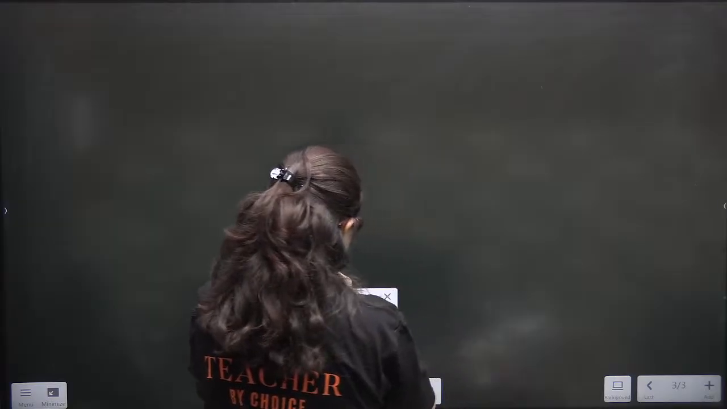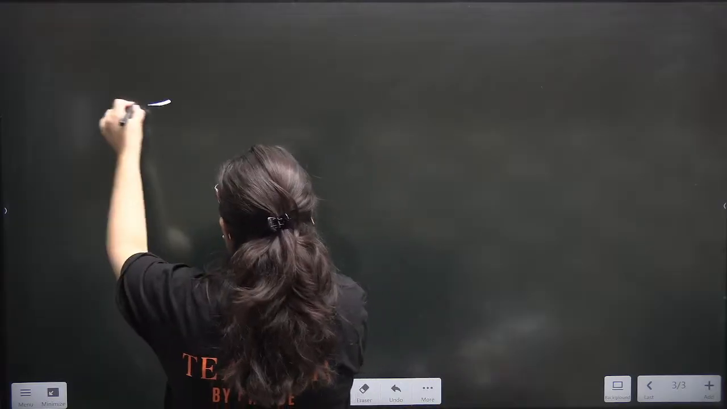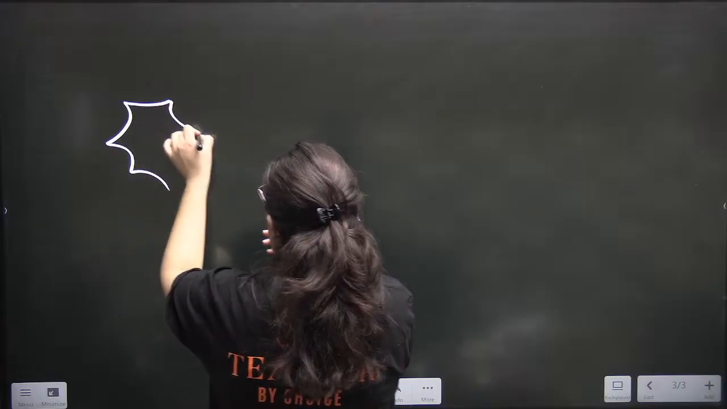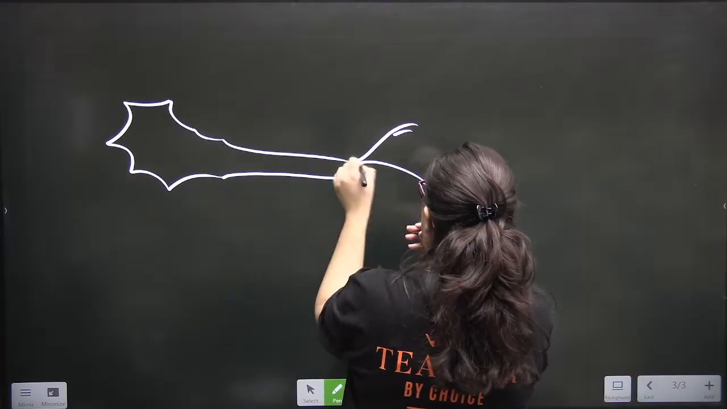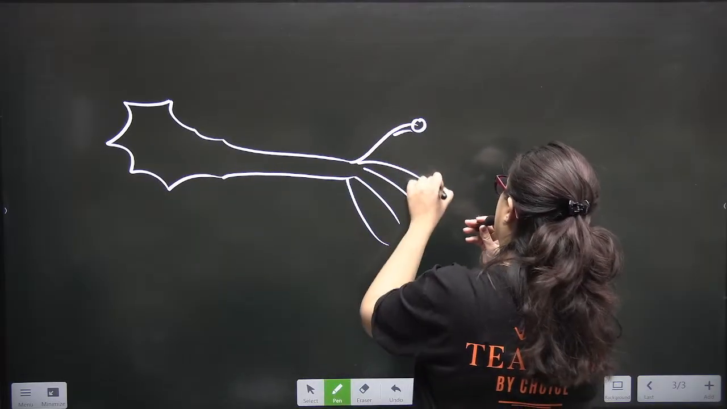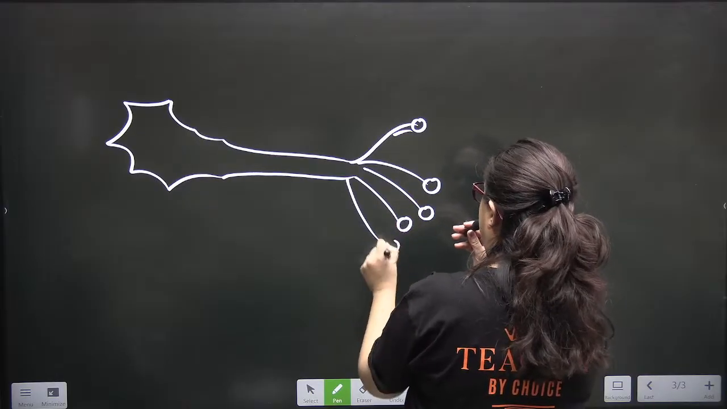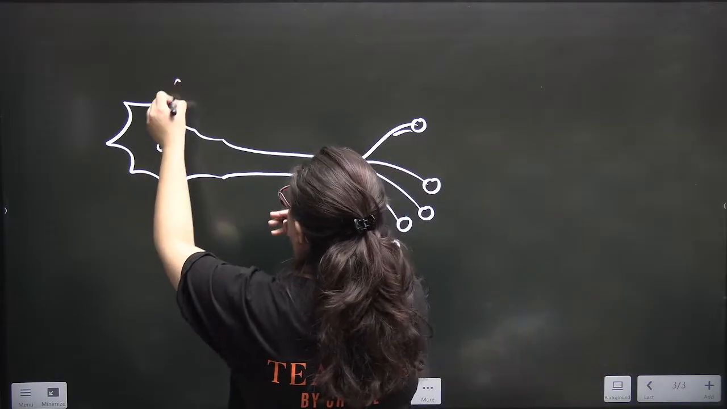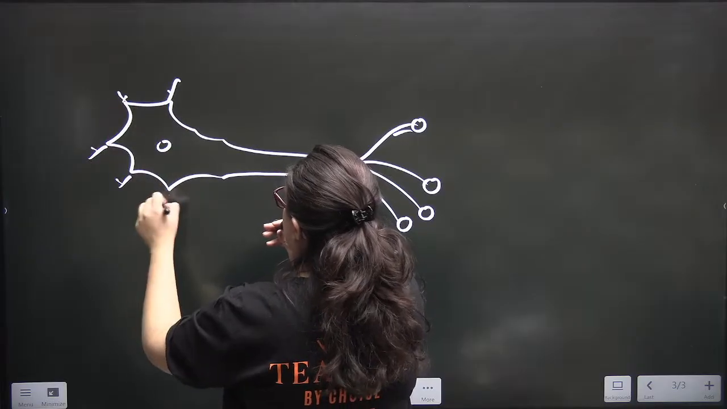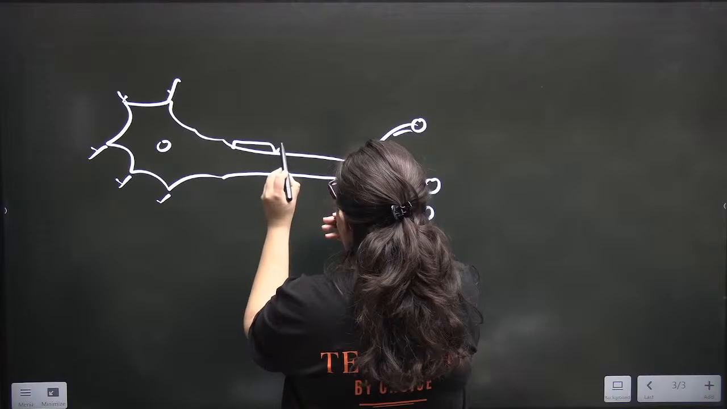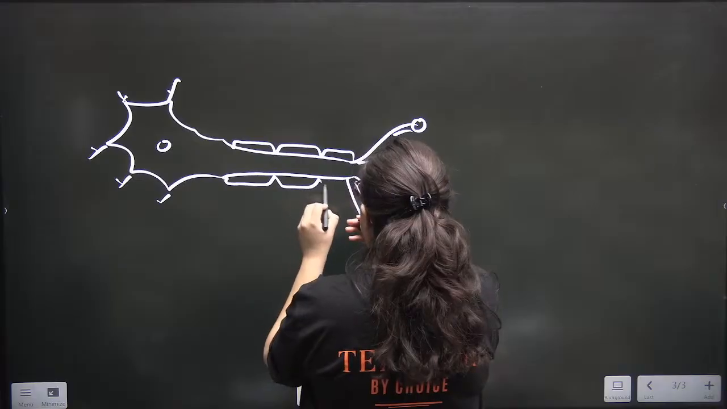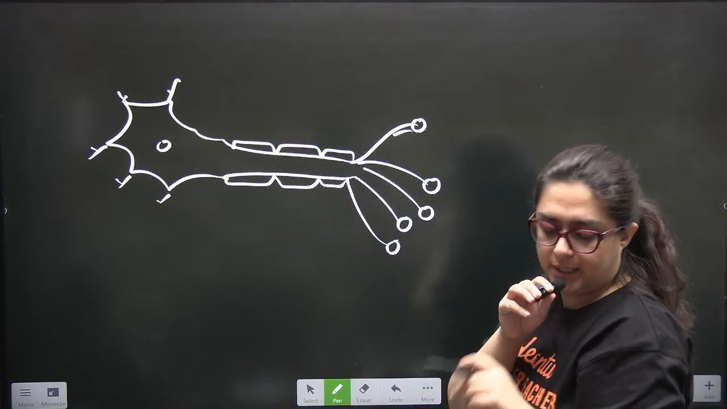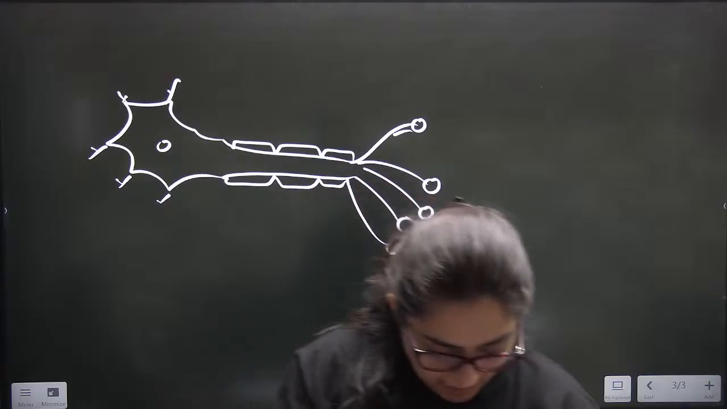Now, if myelin sheath is present, what will be the diagram? Again, dendrites. Myelin sheath is there. Okay. So it is a myelinated neuron.